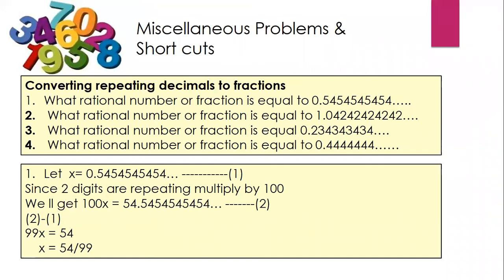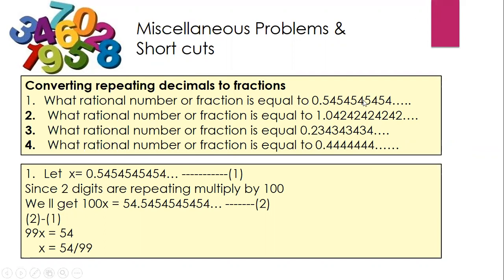First, converting repeated decimals into fractions. First, let's see the question. What is the rational number or fraction which is equal to 0.545454? Like that, I have given you a few examples. So let's see how to proceed with the problem.